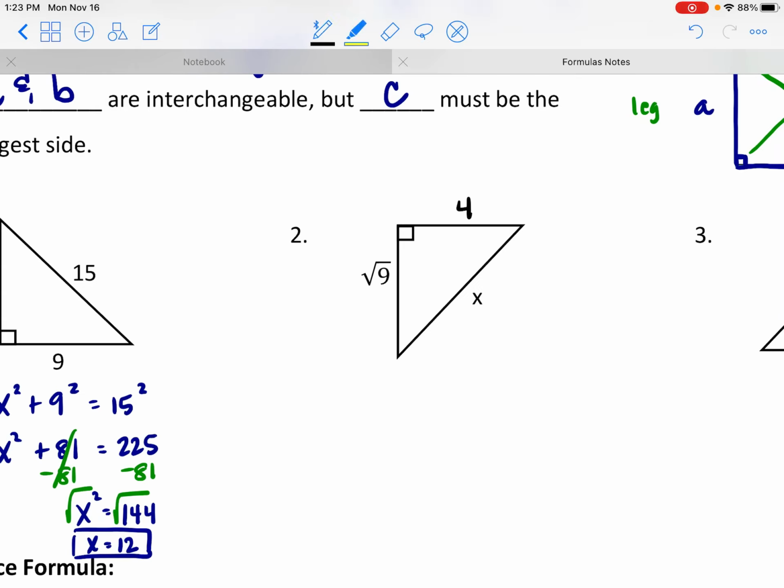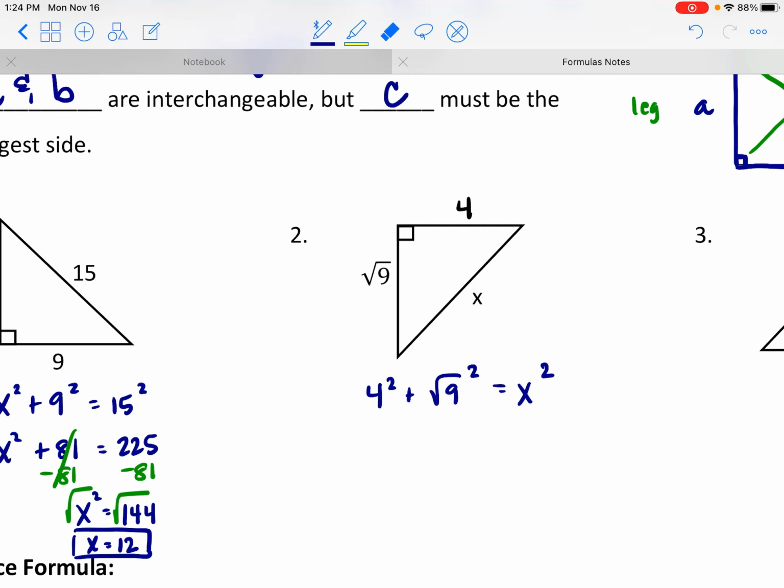So x is the hypotenuse. This is the longest one, again, across from that 90-degree angle. So that's the side that has to be c. Okay, so instead of a squared, b squared, and c squared, in this case we have 4 squared, square root of 9 squared, and x squared. Okay, so it's a, b, and c, or 4, square root of 9, and x.